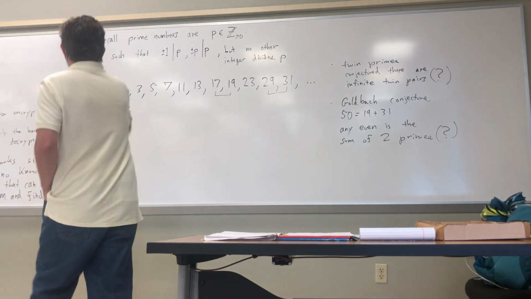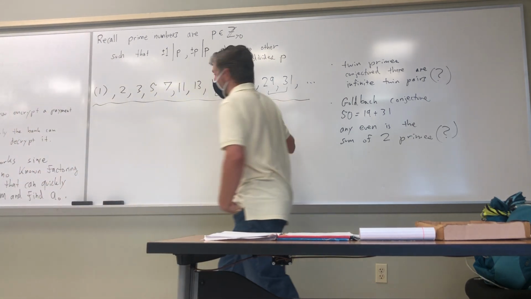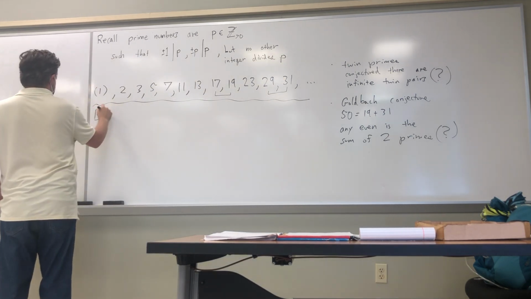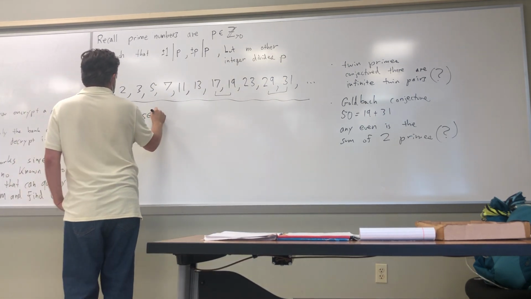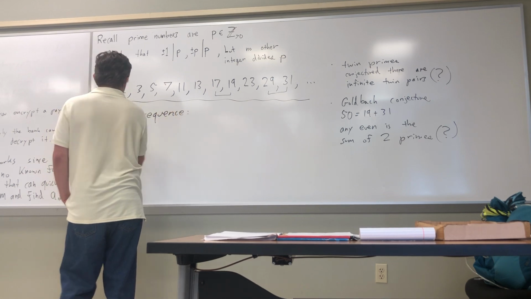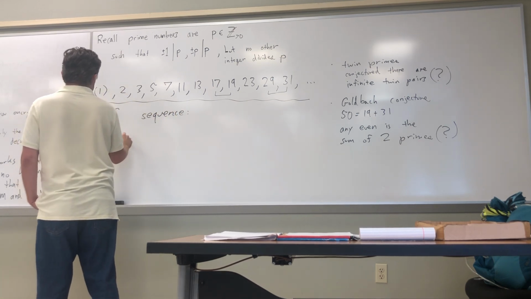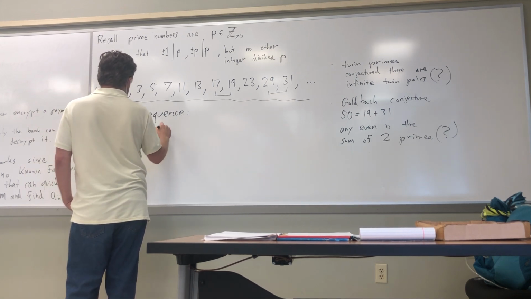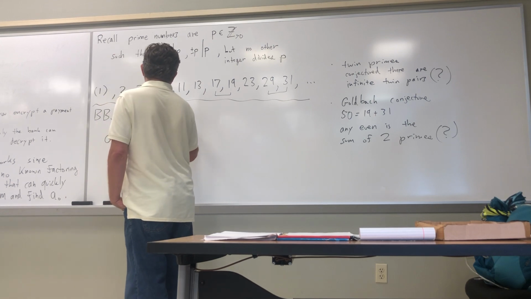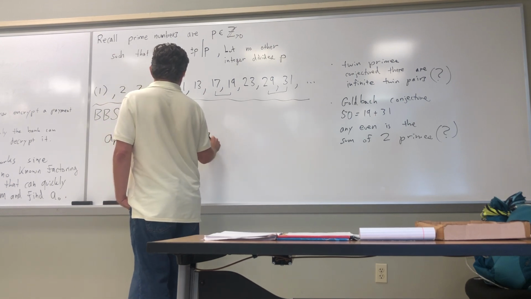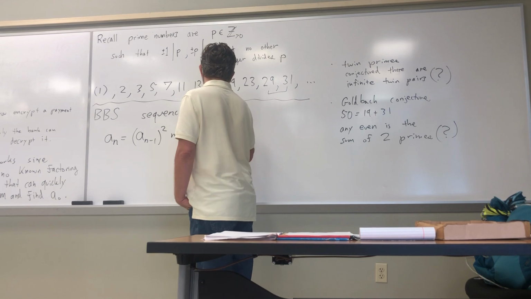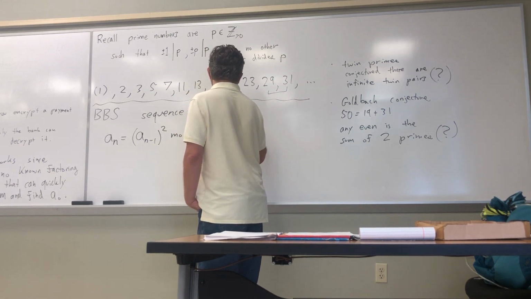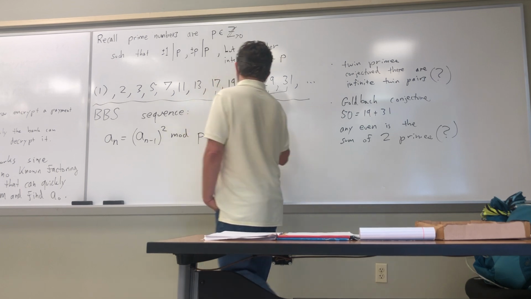It's just another example of the same stuff that we've been doing. So here's the BBS sequence. It looks like this: a sub n is equal to a sub n minus 1 squared, and then mod p times q. A sub 0 is given.